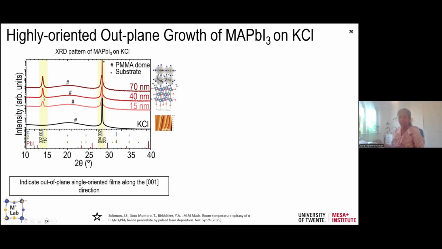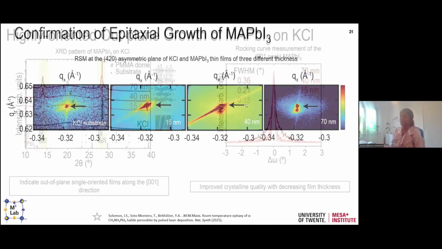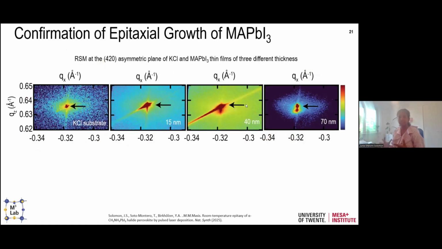Then to check how the crystallinity looks, we did the rocking curve on the 001 peak of MAPI, and we see that with the decreasing thickness, the full width at half maximum also decreases, indicating an improved crystalline quality. So we now know that the films are highly oriented, but we have to confirm if they're epitaxially grown. For that, we did reciprocal space mapping at the 420 asymmetric plane.